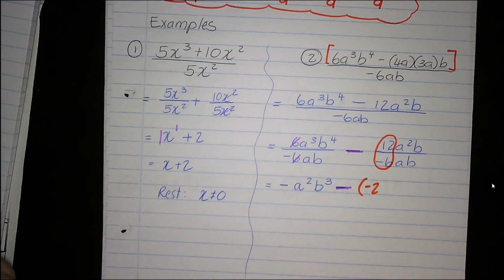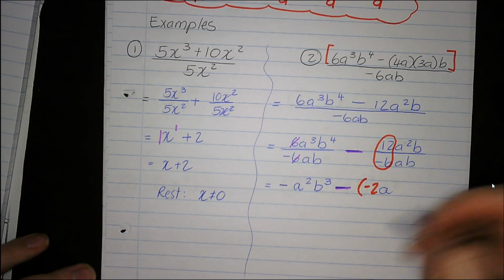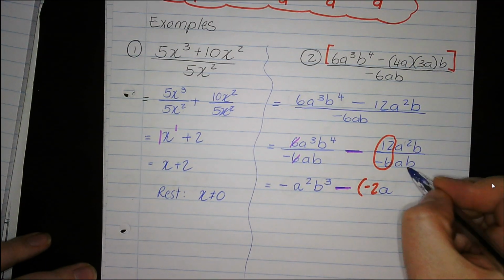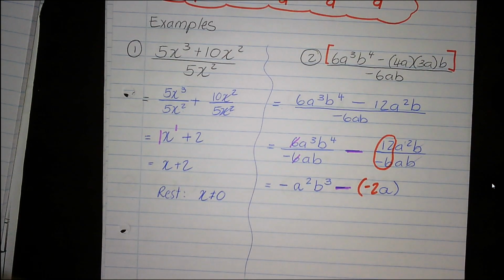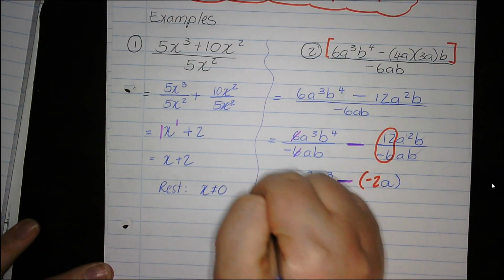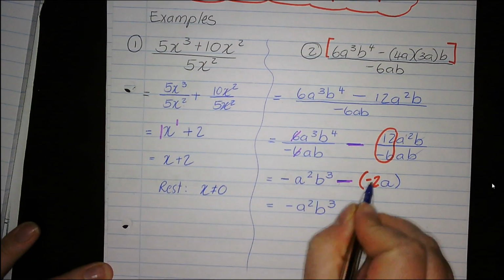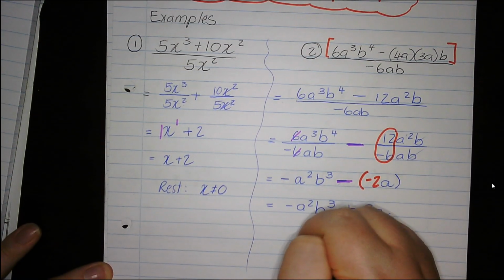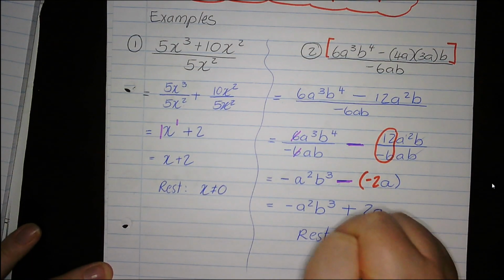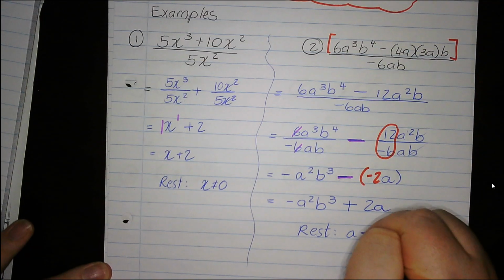And because I have a negative and a negative next to each other, I make a bracket. Between the a's, the top one is bigger by 1, and between the b's, they cancel each other out, so they're going to be left with that. And close the bracket. Now we have negative a squared b cubed. Negative and negative make a positive, and we're left with 2a. We need to add a restriction here. The restriction is that neither a nor b can be 0.